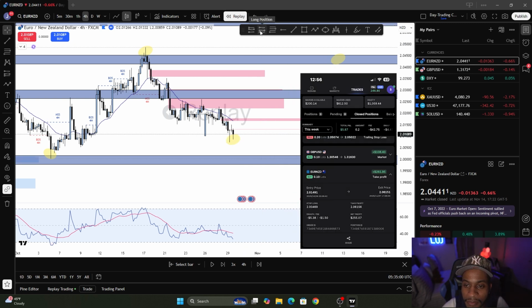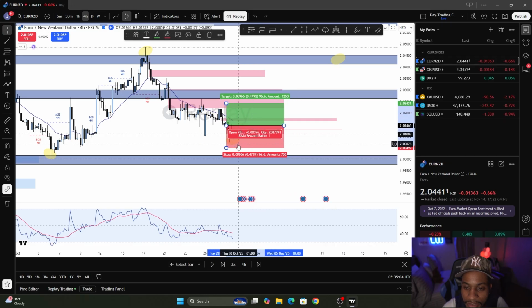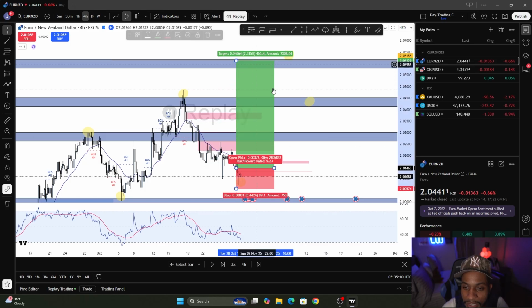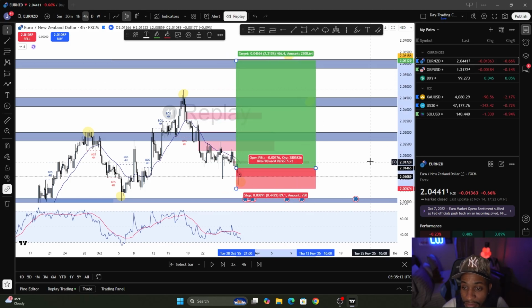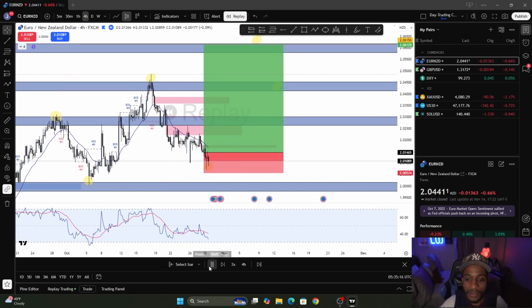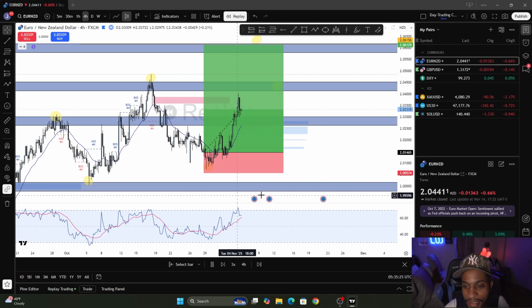But it probably looked something like this. I must have entered like right there, stop loss below there. And yeah, I literally targeted these highs right there for a 1 to 5, 466 pips. And look how it worked out. It's like D Wade throwing Bron the alley oop. It just did its thing. You know what I'm saying?